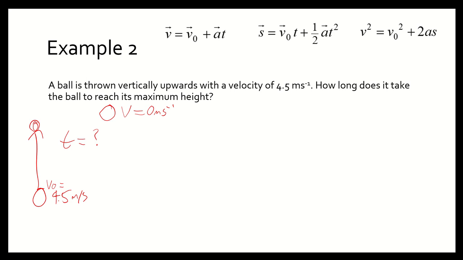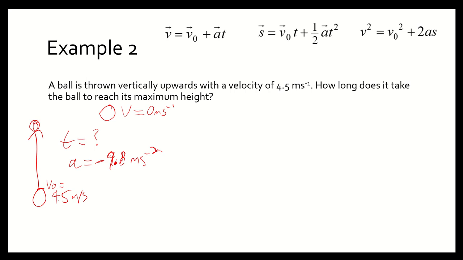What we do know is that at Earth's surface, the acceleration due to gravity is constant. It's always 9.8 meters per second squared. This is on your formula sheet as well, the acceleration due to gravity, but it's always acting down. So if our initial speed is 4.5 positive going up, then our acceleration needs to be negative because it's acting downwards.